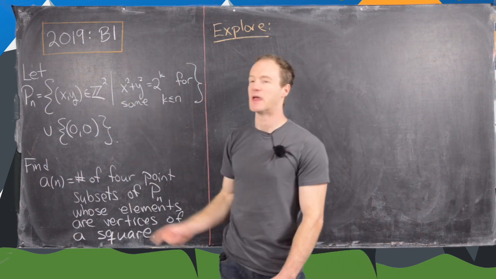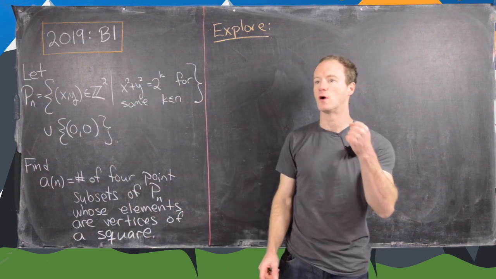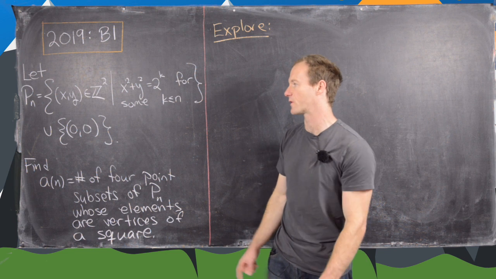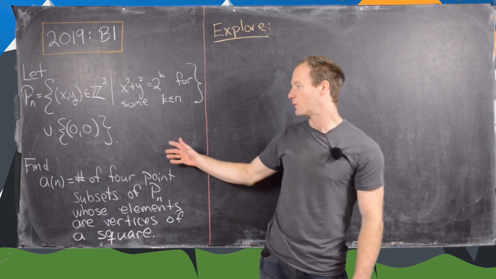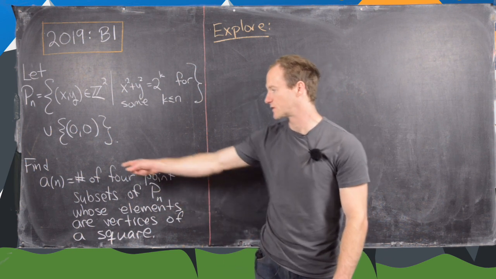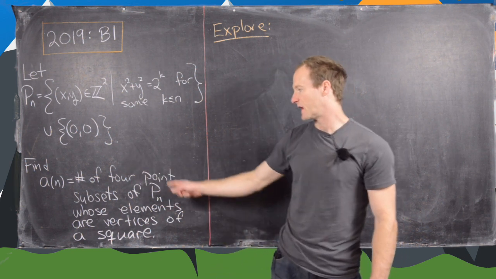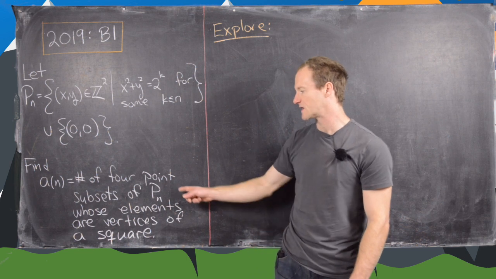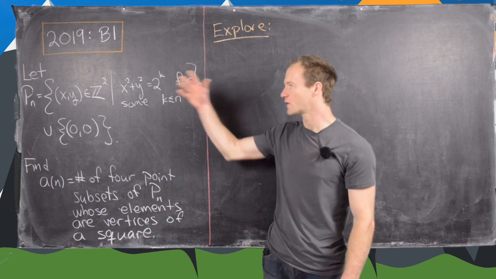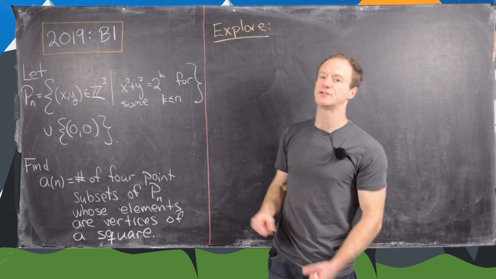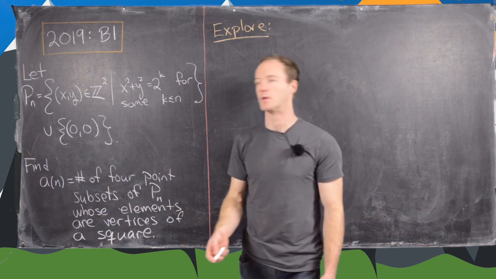So notice that's going to make P0 contained in P1, contained in P2, and so on and so forth, union with the origin. So we want to add the origin in there. And we want to find the following number, so we'll set it equal to a of n, and that'll be the number of 4-point subsets of Pn whose elements are vertices of a square. So there's a lot to parse here, so let's do some exploration to wrap our heads around what's going on.